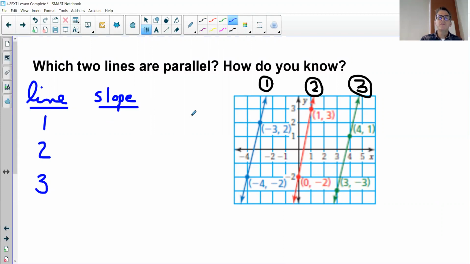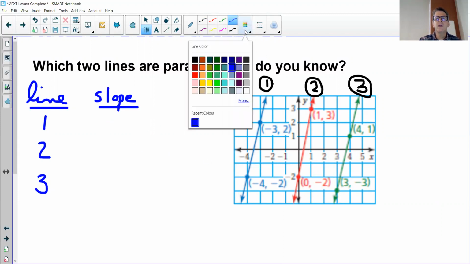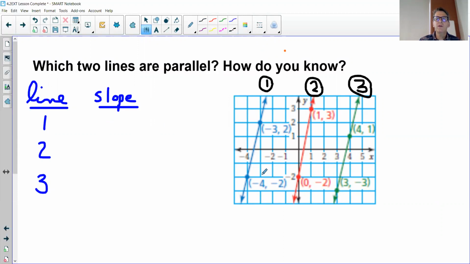I'm just going to use rise over run. You could use the formula if you wanted to, but for the sake of this, we're going to use rise over run. And if you have any questions, just reach out to me. These are all positive slope lines going uphill from left to right. So this first line is going to have a slope of 1, 2, 3, 4 is the rise, and the run is 1, so the slope is 4.